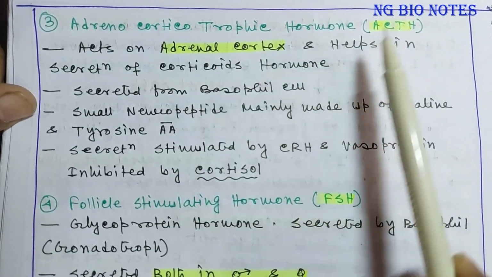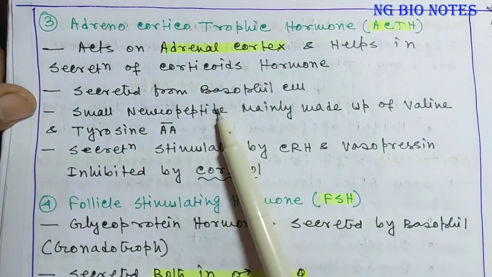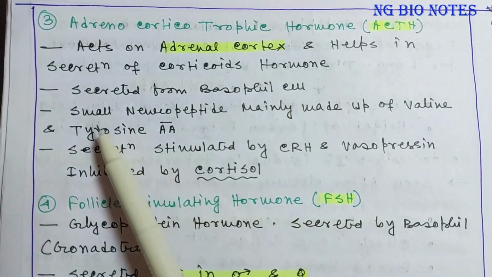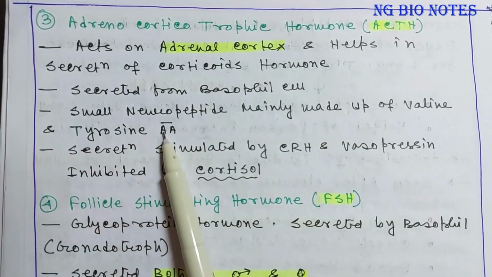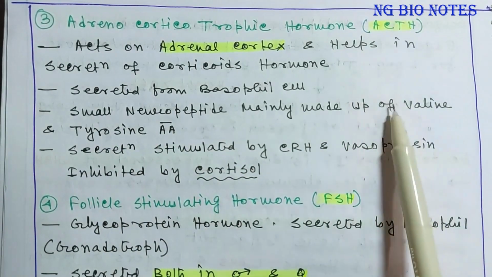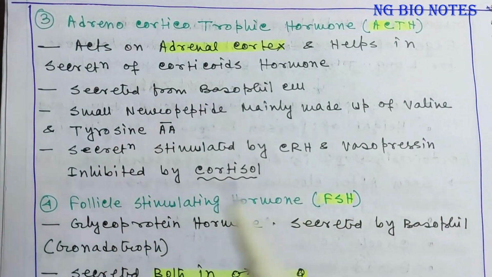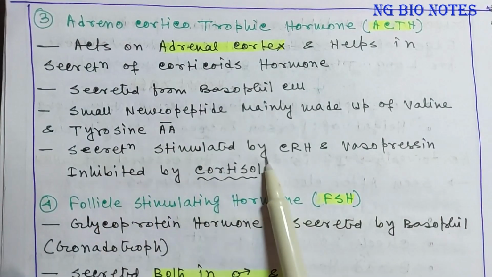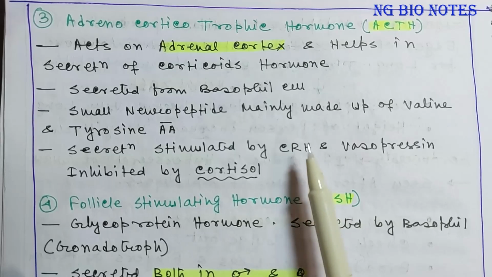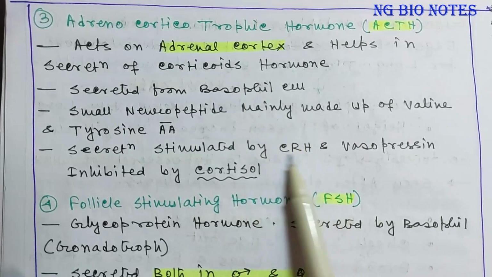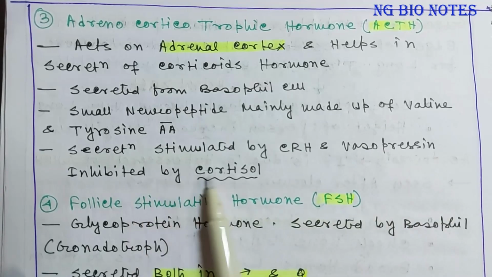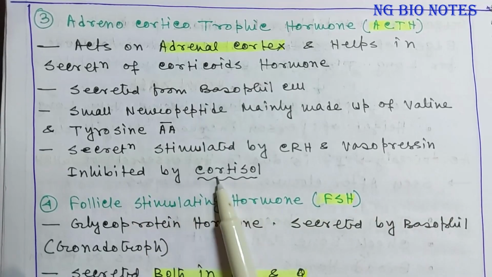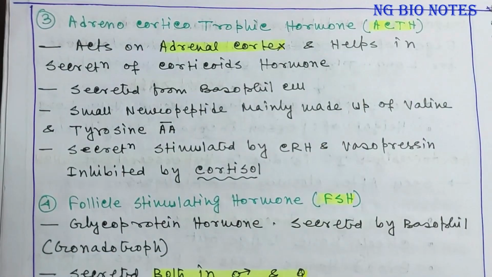and these are secreted from basophilic cells. So ACTH is secreted from basophilic pituitary cells, and this is a small neuropeptide mainly made up of valine and tyrosine amino acids. Their secretion is stimulated by corticotropin releasing hormone. This corticotropin releasing hormone is secreted from the hypothalamus and also by vasopressin, but this is inhibited by cortisol. So cortisol inhibits ACTH secretion.